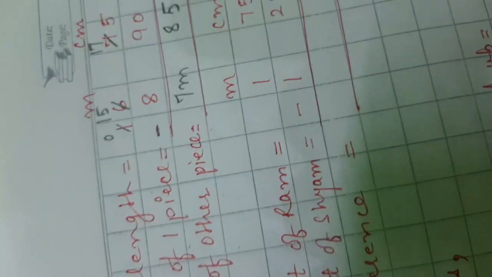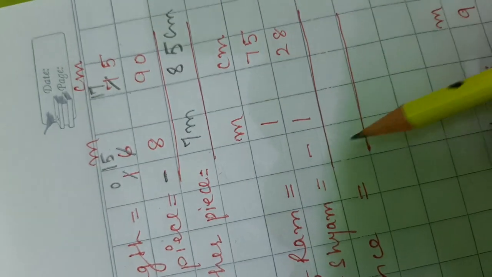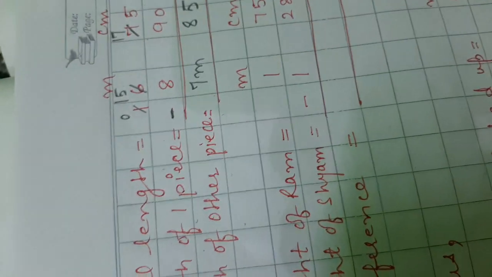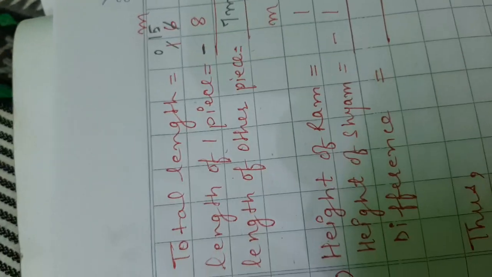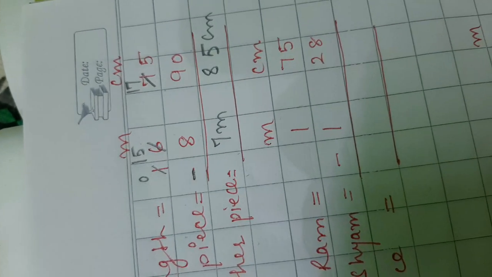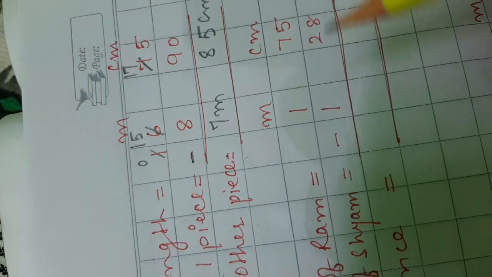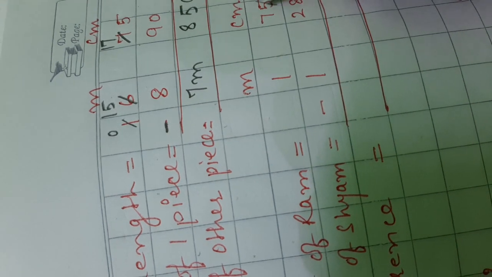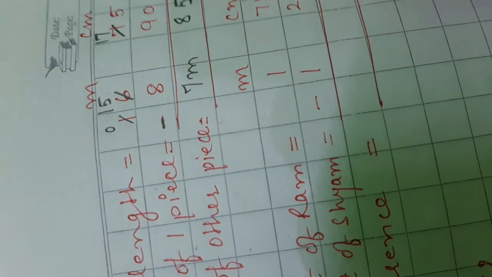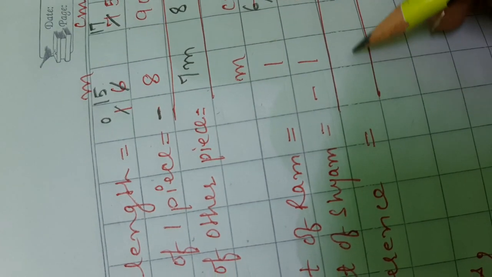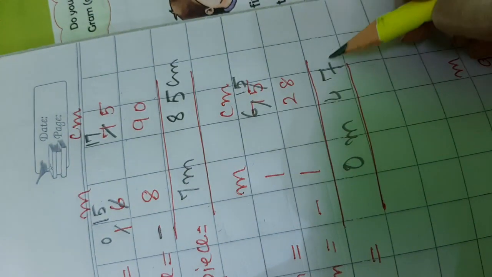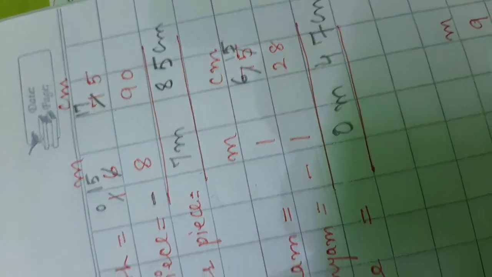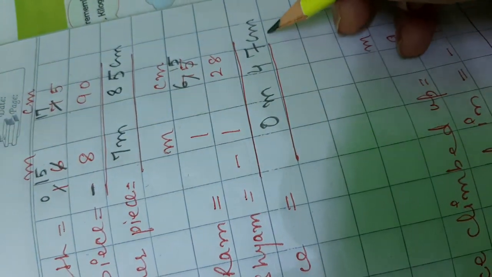We have to subtract. Now we will write height of Ram is equal to, again make meter and centimeter column. It is 1 meter 75 centimeter. Height of Sham is equal to 1 meter 28 centimeter. Then their difference is, difference means subtract. We have to find out the difference. So now subtract it. 15 minus 8 is 7, and here 6 minus 2 is 4, this is 0. So 0 meter and 47 centimeter. 0 meter has no value, so we will write 47 centimeters.